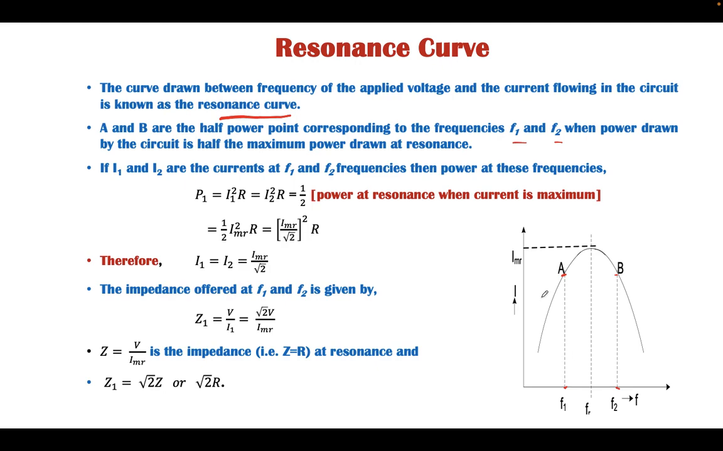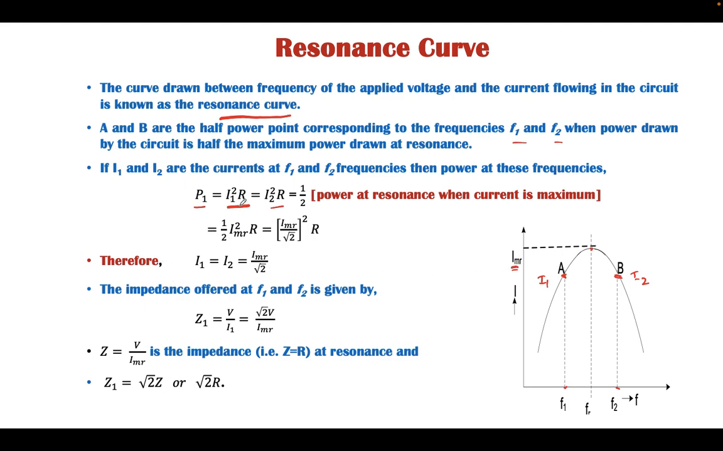The power at point A is P1, corresponding to a current. Let the current at point A be I1 and the current at point B be I2. At I1, the power is I1 square R, and if the current is I2, then it will be I2 square R. Because at these two points the magnitude of current is the same, though the frequency is different, these two powers will be the same, and each is half of the power at resonance, when the current is maximum, that is IMR square R.